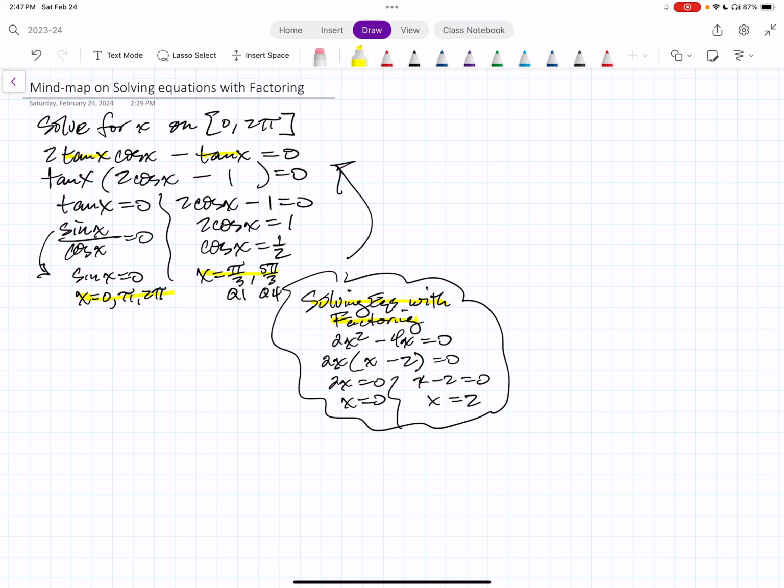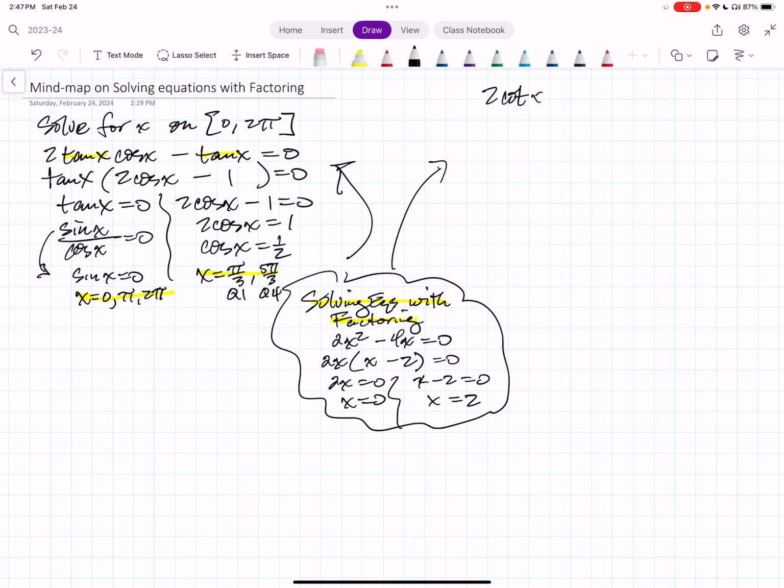Okay? So yeah, you're going to have to solve an equation of this type where there's some factoring involved on the exam, and that's why this mind map is a good thing to do. All right, let's take a look at another one here. We're going to also solve for x on the same interval. So let's take a look at a different type of equation here.